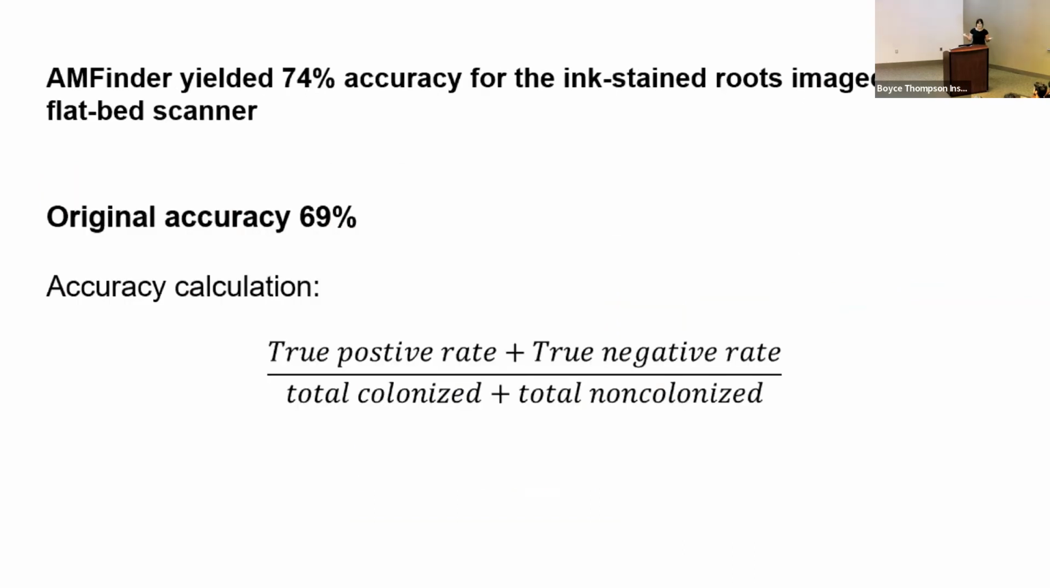So in order to calculate the accuracy, we use this equation here, where the true positive rate is the number of root intersections that have been accurately identified as colonized, and the true negative rate is the number of roots that have been accurately identified as non-colonized, over the total number of colonized roots plus the total number of non-colonized roots. Now, the original accuracy of the program that we calculated before any training had happened was about 69%.